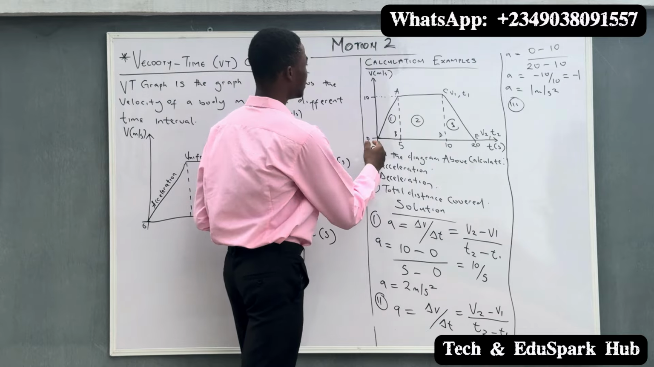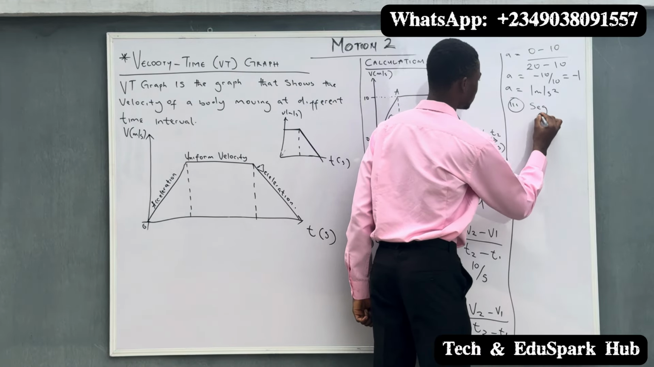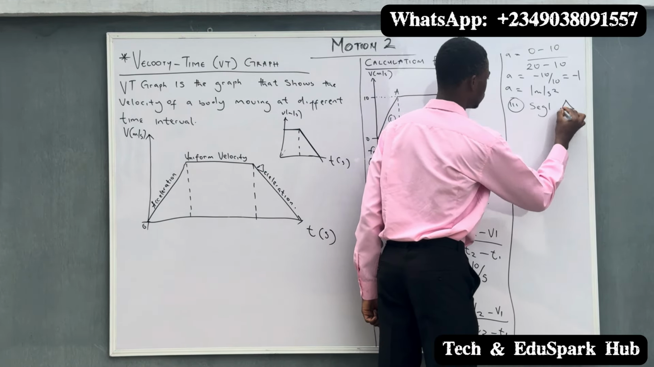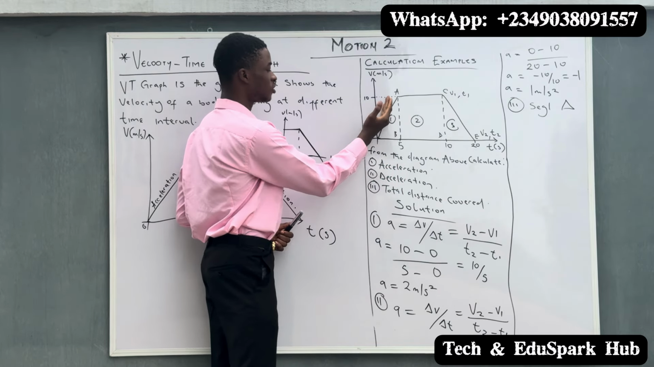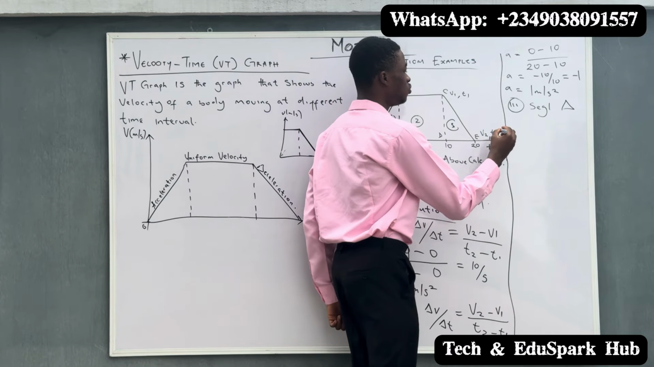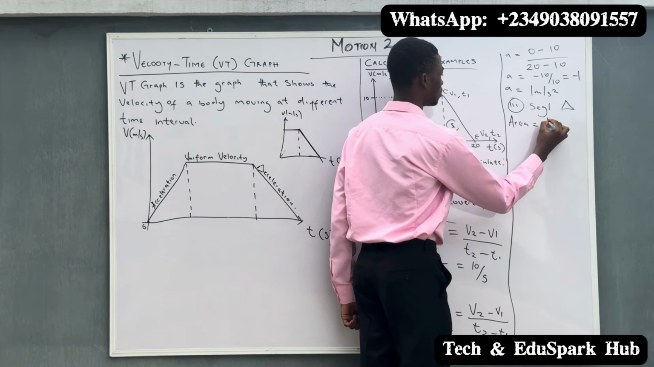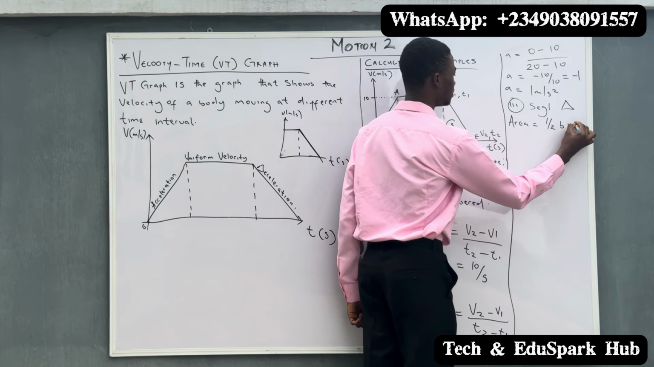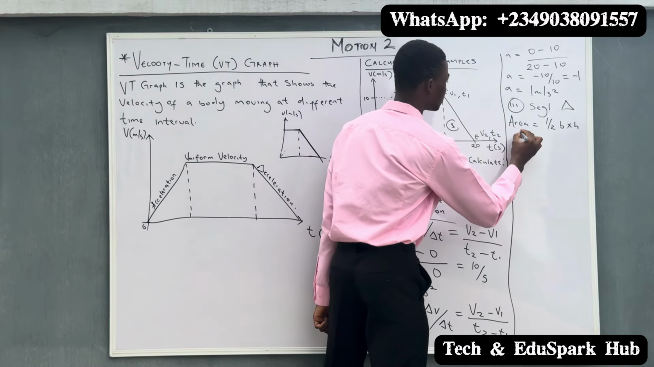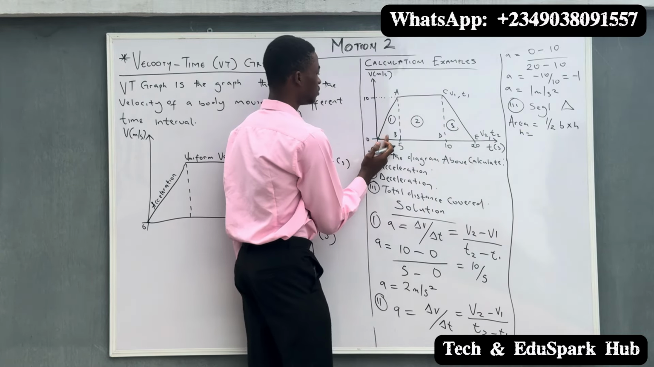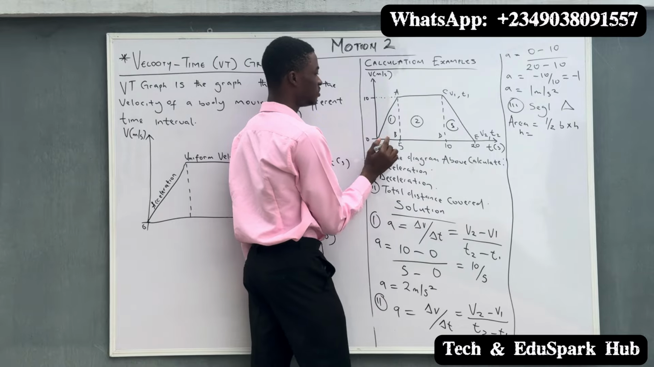So in this case, segment 1 is a triangle. To calculate the distance of this triangle, which is the acceleration part, we have to look for the area of the triangle. The area of a triangle is equal to half base times height. And from this case, our height will be given as this, which is 10, because 10 minus 0 will give us 10. So that will be our height.